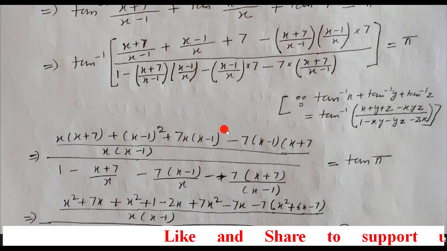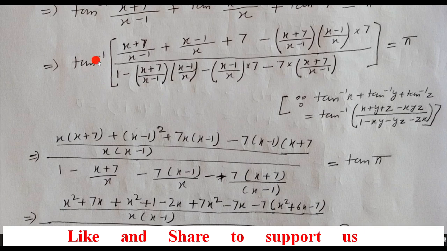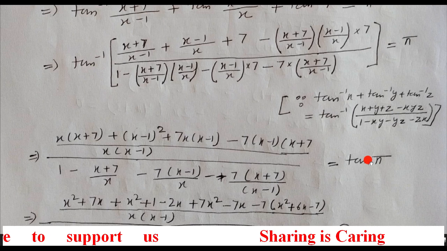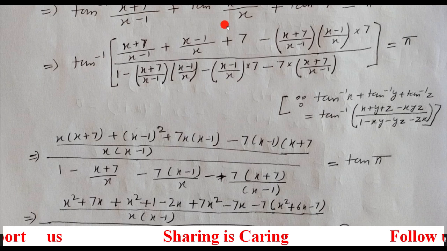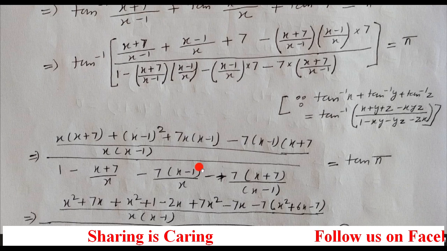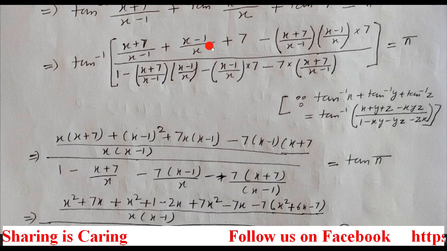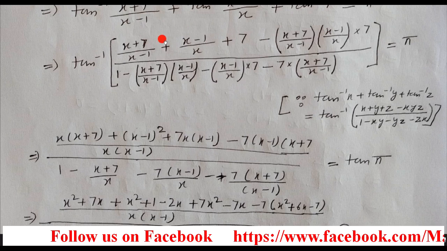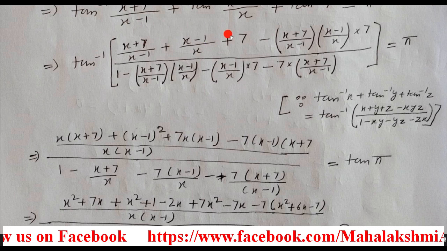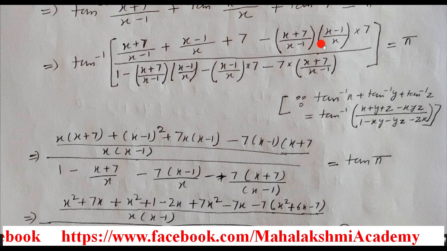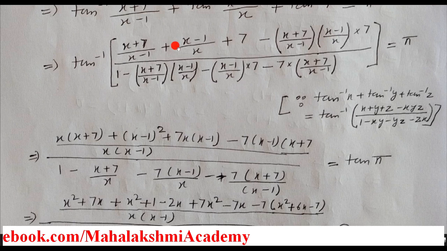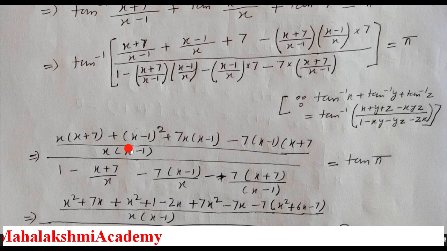After writing this step, you can see here is tan inverse. So this tan inverse we can shift here, so it's going to be tan pi. Now we are left with only this polynomial, and this polynomial we have to solve. So students, I took the LCM. I assumed them as one term, took the LCM of these three terms, and kept this as it is. When I had done this, I obtained this step. I hope this step is clear to you.